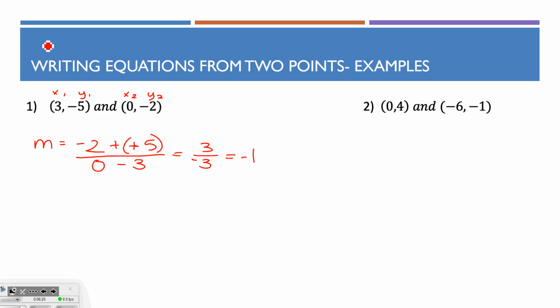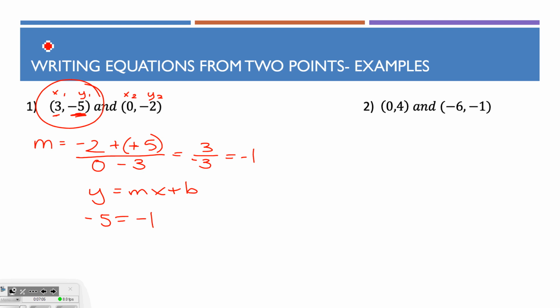I have my slope. Now remember, I need to find my y-intercept. So for my y-intercept, I'm going to pick either point. It doesn't matter, point 1 or point 2, and I'm going to plug into y equals mx plus b. So I'm just going to pick this point right here. Remember, I have an x and a y, and then I have my m that I just found. So y equals, what's my y value from this point? It's negative 5. So it should be negative 5 equals, the m that I just calculated was negative 1.